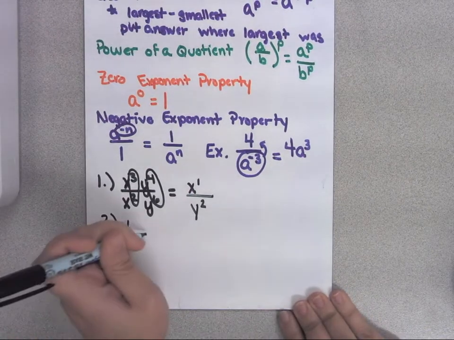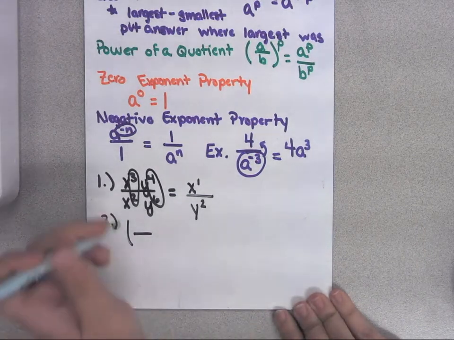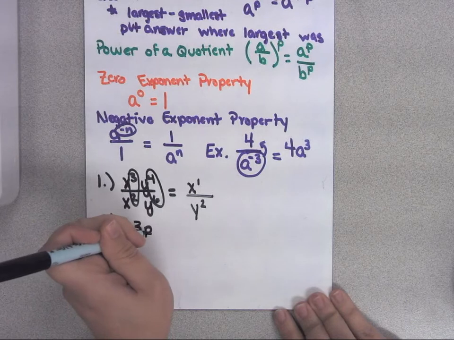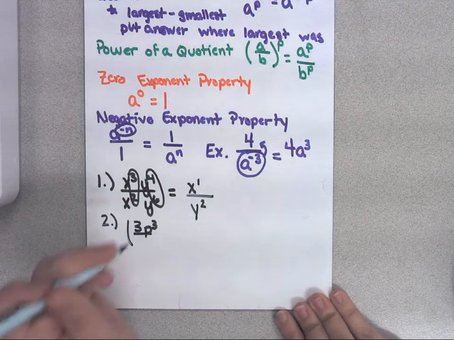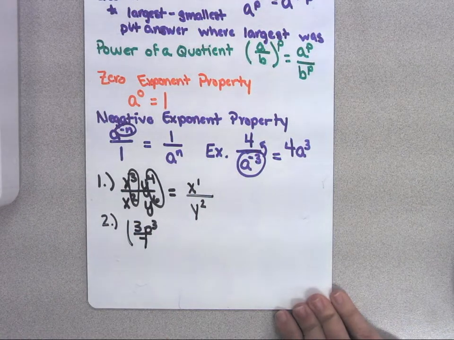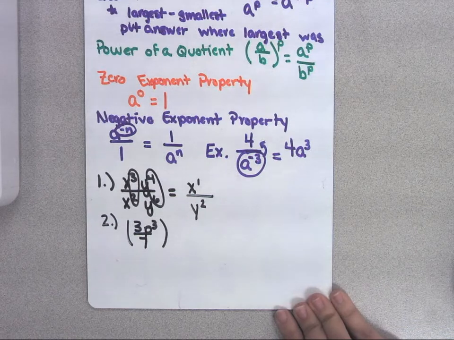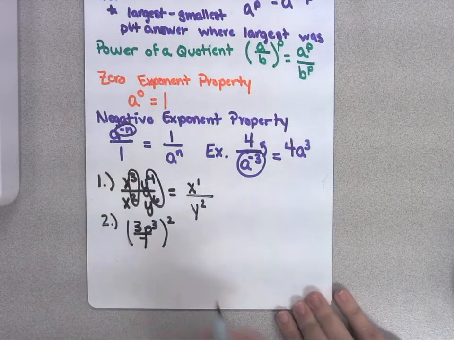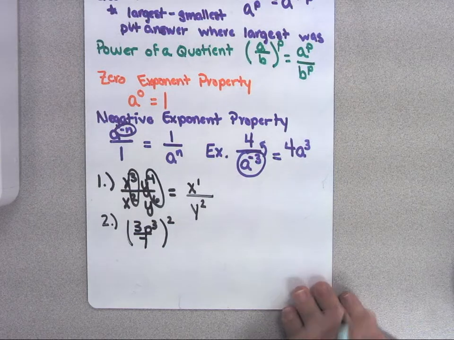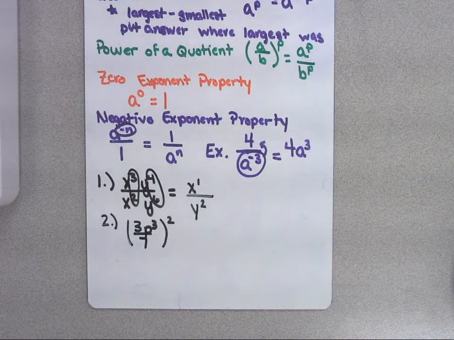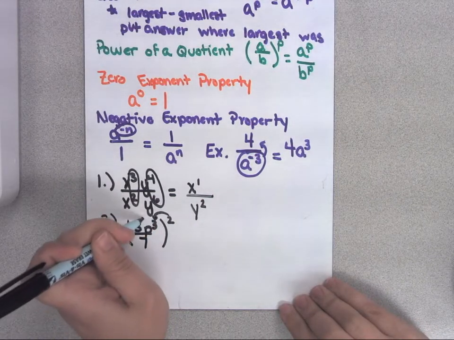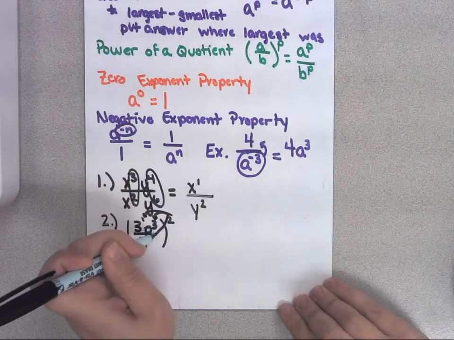Parentheses. Fraction inside your parentheses. 3 P to the third, all on top. 7 on the bottom. Close your parentheses. All of it squared. You got too close. What are we going to do? Put that 2 with all the other power spots. Not with whole numbers, with the power spots.